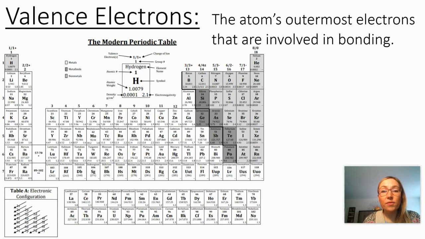This screencast is on valence electrons, the atom's outermost electrons that are involved in bonding. Now we're going to start with carbon as an example. Carbon is atomic number 6. So recall that the atomic number tells us how many protons carbon has. So a carbon atom contains 6 protons because it's atomic number 6.